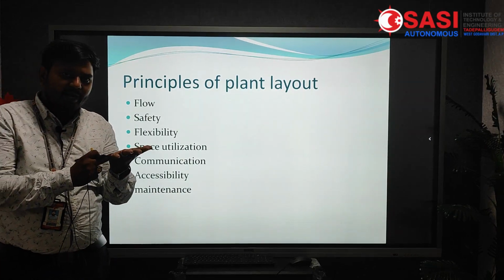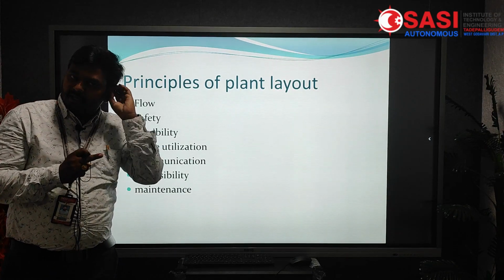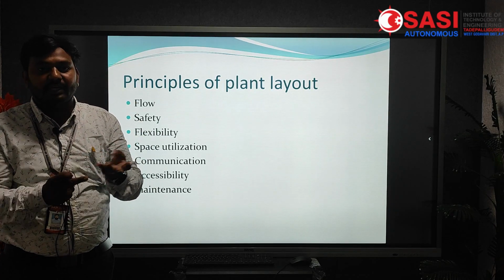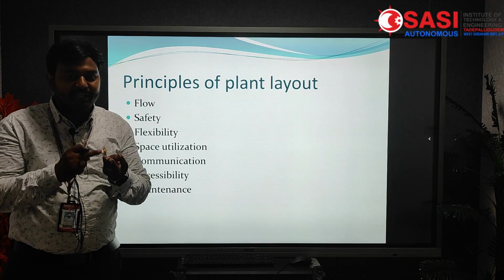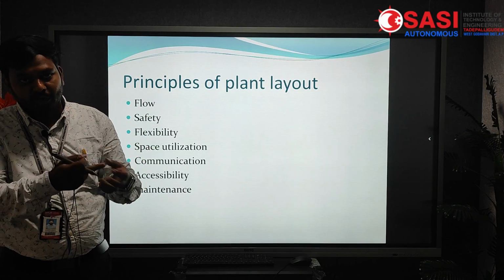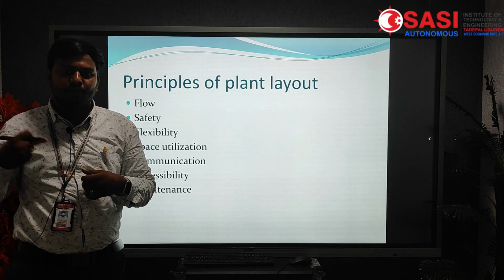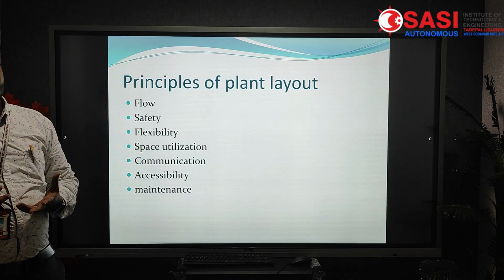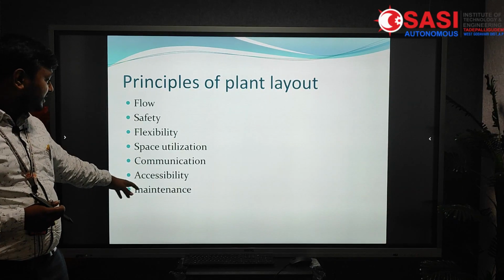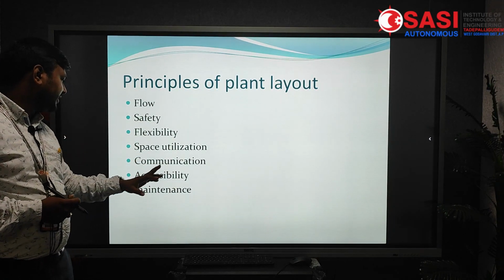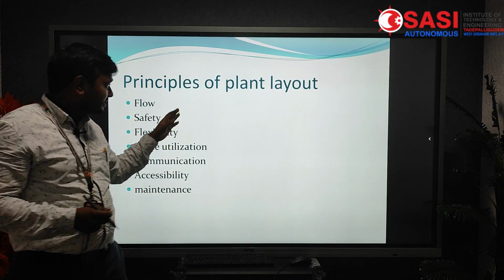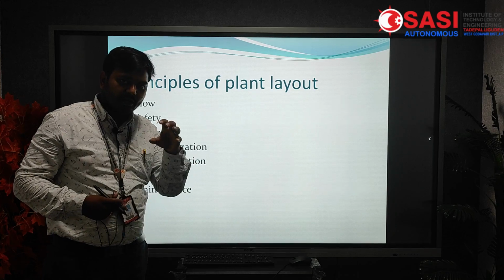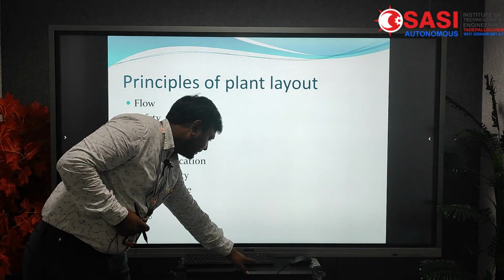Like your procurement department, as a production manager, he is producing goods or services, he needs to communicate with the finance department in order to get the financial resources. He needs to communicate with the procurement department in order to procure the raw materials that are required to produce the goods or services. Likewise, he needs to communicate with the various departments. So these are the principles: accessibility and maintenance. These are the major principles that the producer needs to look at in order to position the plant.